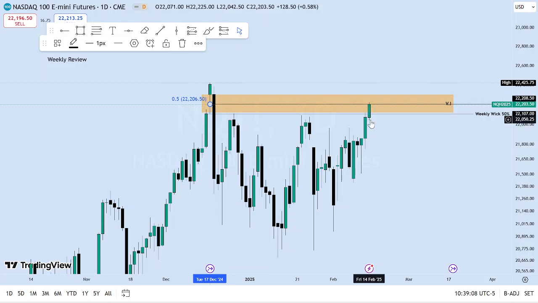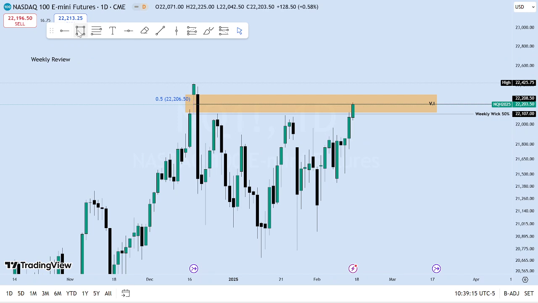On this daily, then coming to feed this inefficiency. We have a BISI here, a fair value gap, between Friday's low and Wednesday's high. Friday created a fair value gap between the low of Friday and the high of Wednesday. Between that low and this high.